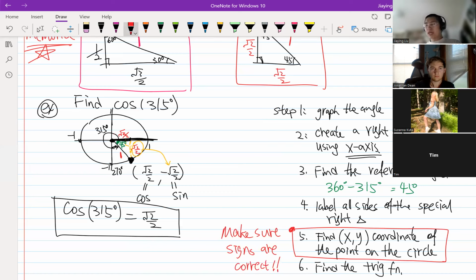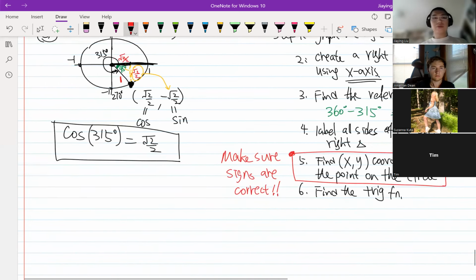I know in the past, your teacher probably says something like "All Students Take Chemistry." I just never find it helpful. If you find it helpful, use it, to tell you what the signs are. But for me, I just look at which part of the x and y axis I'm looking at. Is it to the left side of the origin, to the right side, below or above? That tells me whether it's positive or negative. All right, any questions on that?